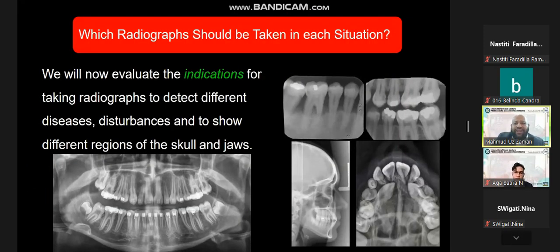So there are different types of radiographs, and in different conditions you will go for different types of radiograph depending upon your infrastructure.